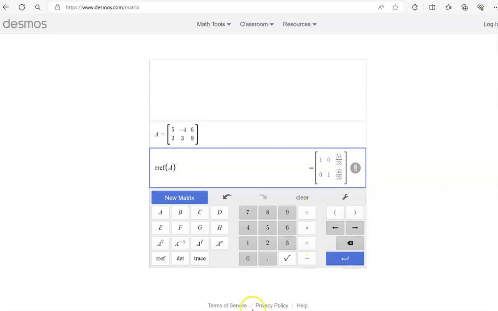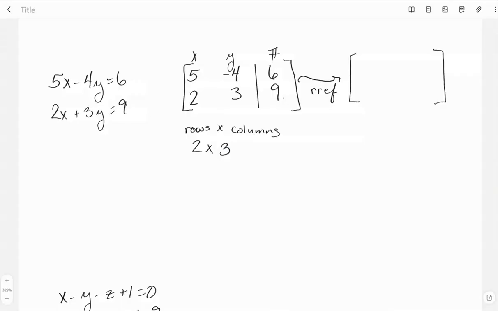So let's go back to our notes. When we write this out, we've got 1, 0, 54 over 23, and then 0, 1, 33 over 23. So how would we interpret this? Well, remember, this is the x column, this is the y column. This line represents the equals, and these are just numbers.